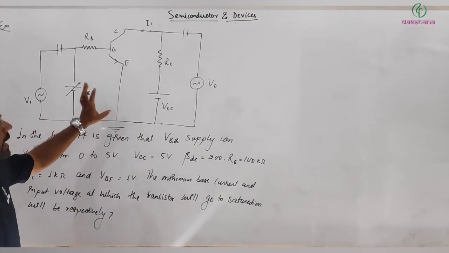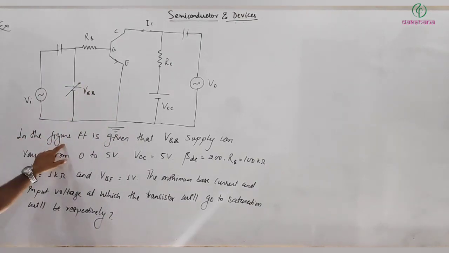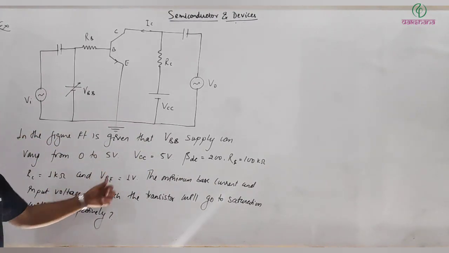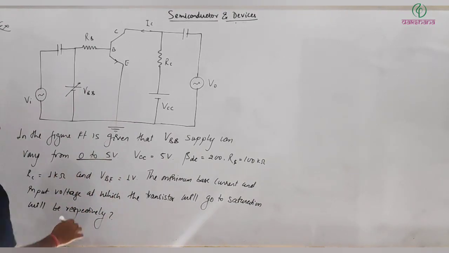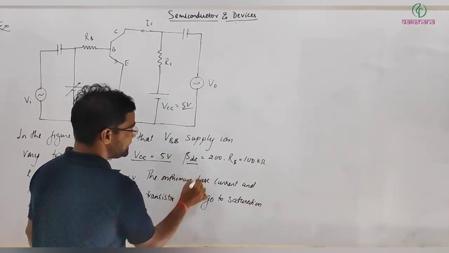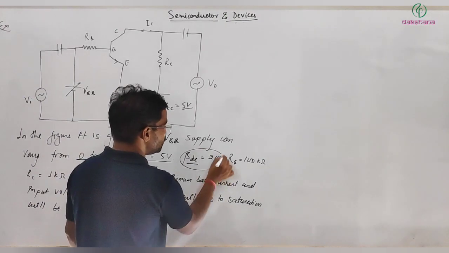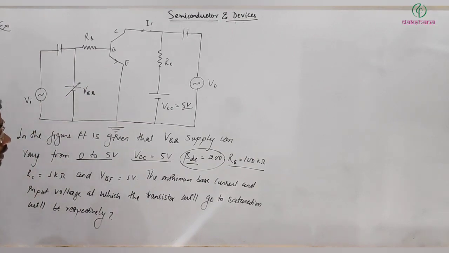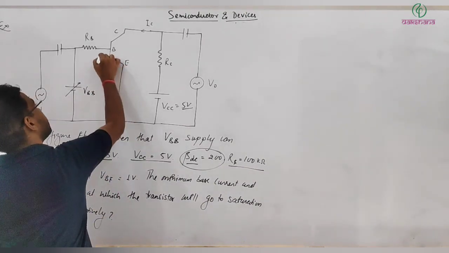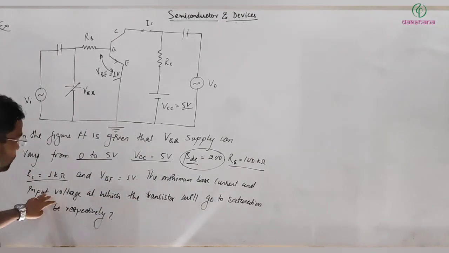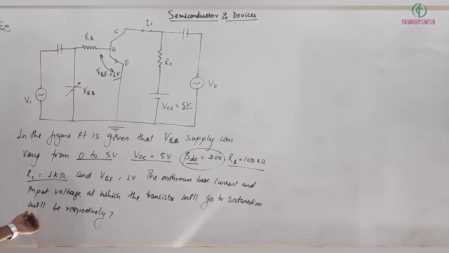So this is the circuit diagram given, and the problem is that in the given figure it is given that VBB, this supply voltage, is variable and can vary from 0 to 5 volt. VCC is given as 5 volt. Beta DC, the current gain, is given as 200. RB, the resistance, is 100 kilo ohm, and RC is 1 kilo ohm, and VBE is also given as 1 volt. The minimum base current and input voltage at which the transistor will go to saturation will be, respectively.